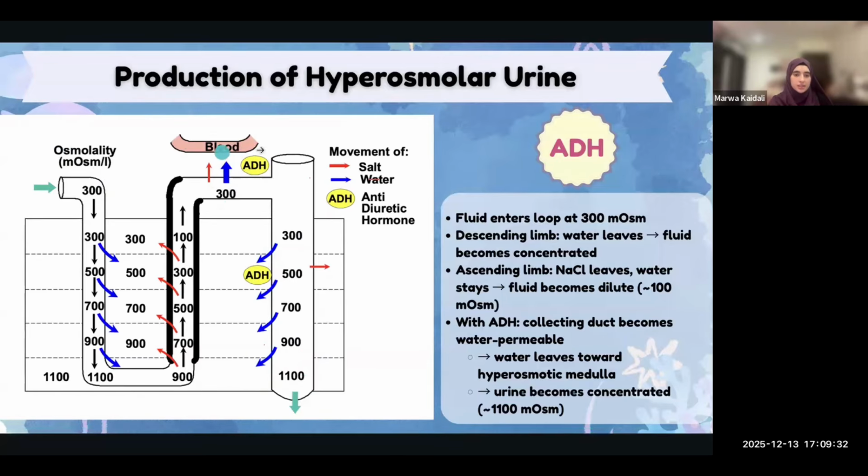Okay, I'm going to repeat this. We said that ADH comes at the late distal part of the tubule and the collecting duct, and it's going to cause water reabsorption. Now, when it reabsorbs water, because our fluid that is coming from the ascending limb is already very dilute, it's going to reabsorb water to make our urine concentrated. So this is how our urine gets concentrated because of ADH.